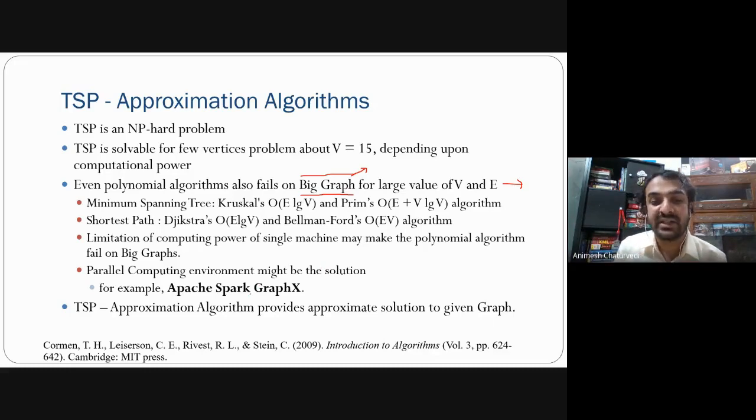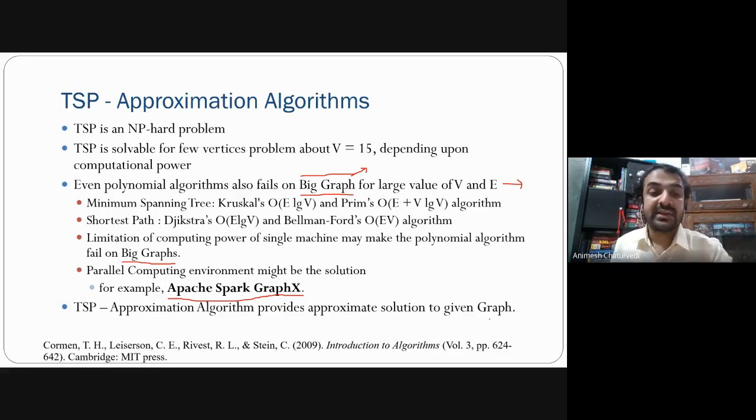For example, Apache Spark GraphX is one of the parallel computing environments where you can compute those NP-like problems or even polynomial time problems for big graphs. So for big graphs, you have the solution of Apache Spark GraphX. Then the TSP approximation algorithm actually provides an approximate solution for a given graph.